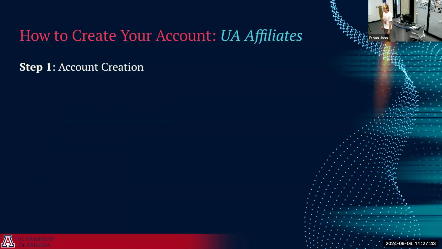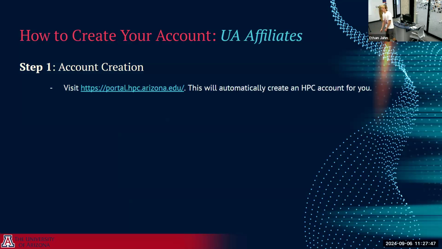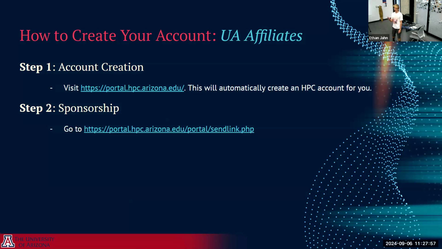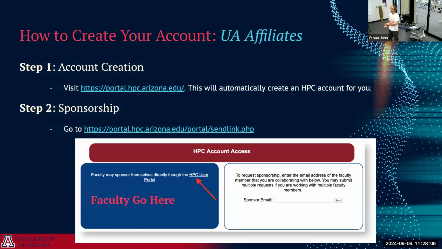So if you are at the University of Arizona, creating your account is pretty straightforward. Go to portal.hpc.arizona.edu. This automatically creates the account for you. And then step two is sponsorship. This is also an important part. Once you've done the first step, you'll need to get added to that group that we were talking about, right? So you go here, faculty, we'll click this link. Faculty do technically also need to be sponsored, but they can sponsor themselves. Normal users will go to this box and type in their PI, click that button, it'll send their PI a link. The PI will click that link, and then boom, you have access. So there's a few steps to it, but once you have it, you should be good to go.